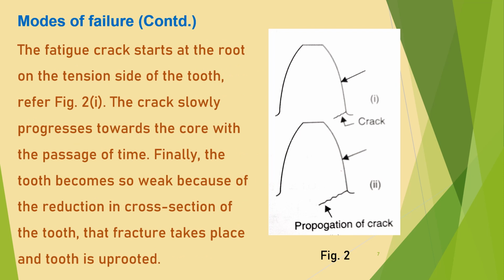The fatigue crack starts at the root on the tension side of the tooth. As shown in figure 2, the crack slowly progresses towards the core with the passage of time. Finally, the tooth becomes so weak because of the reduction in cross-section of the tooth that fracture takes place and the tooth is uprooted.